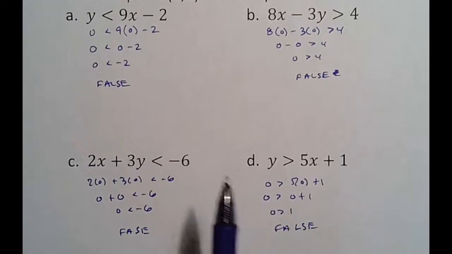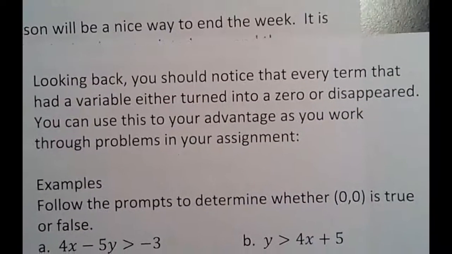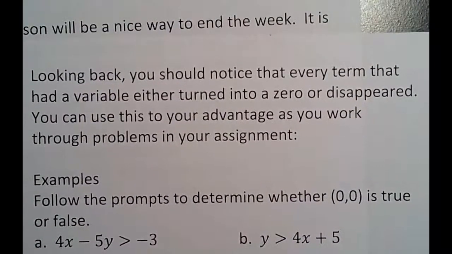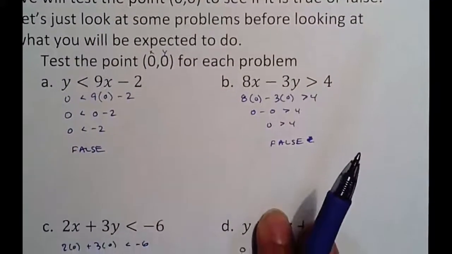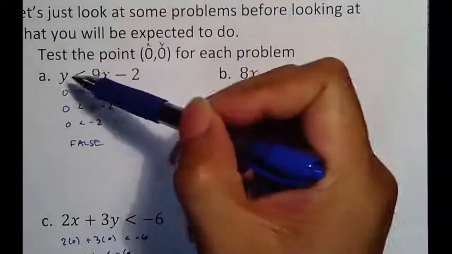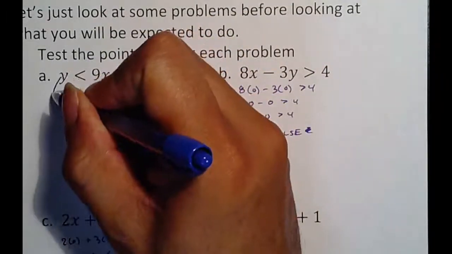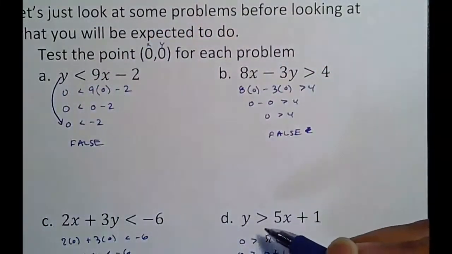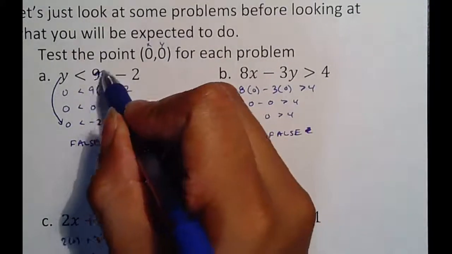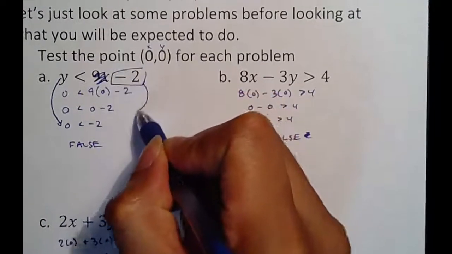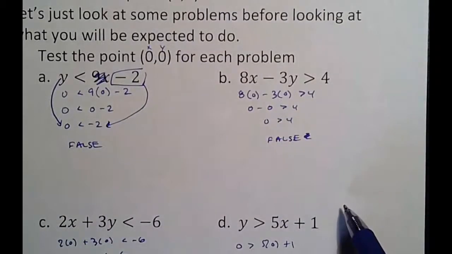But again, this is pretty much what you're doing, and you'll see some truths on there, of course, on the computer. But looking back, you should notice that every term that had a variable either turned to 0 or disappeared. So what I want you to notice is this, and this is why I didn't make you write it, because you don't really need to. On the left side, we had a y. Y turned into a 0. On the right side, we had 9x minus 2, where there was no need for 9x because the 9x just disappeared, and we ended up with a negative 2.